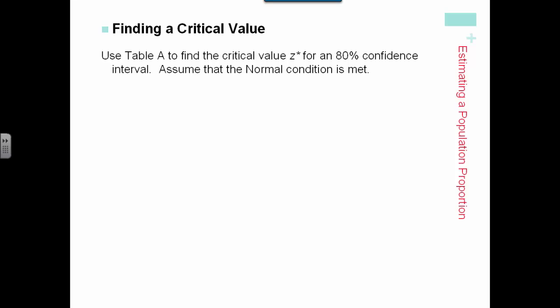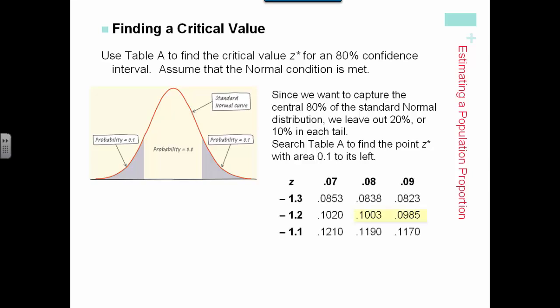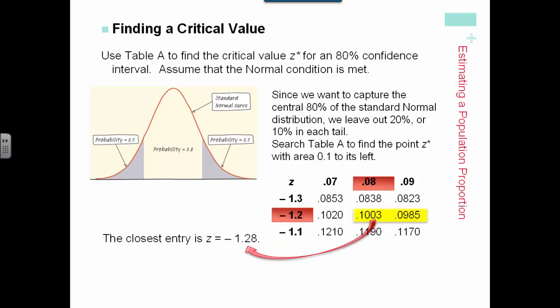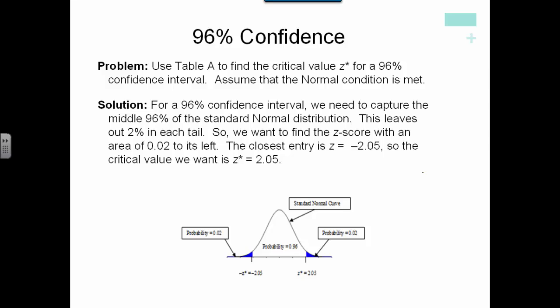We use Table A to find the critical value z star for an 80% confidence interval, assuming the normal condition is met. Since we want to capture the central 80% of the standard normal distribution, we leave out 20%, or 10% on each tail. Search Table A to find the point z star with area 0.1 to its left. The closest entry is z equals negative 1.28. So the critical value z star for an 80% confidence interval is z star equals 1.28.